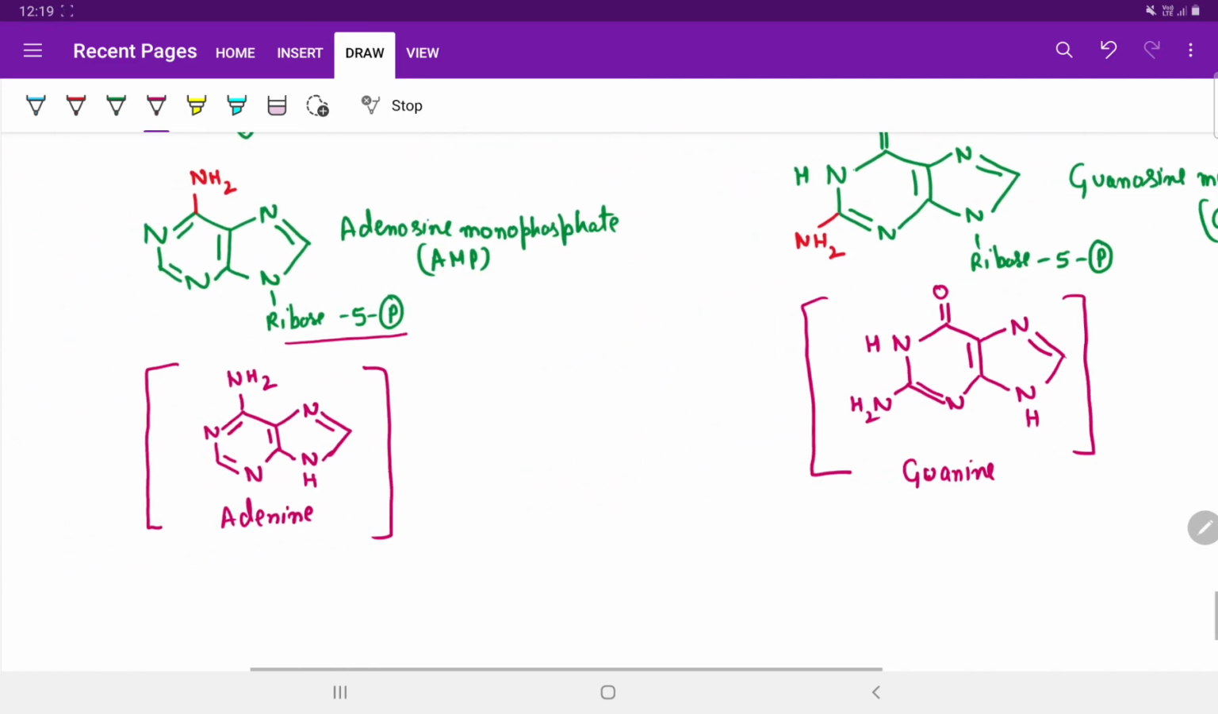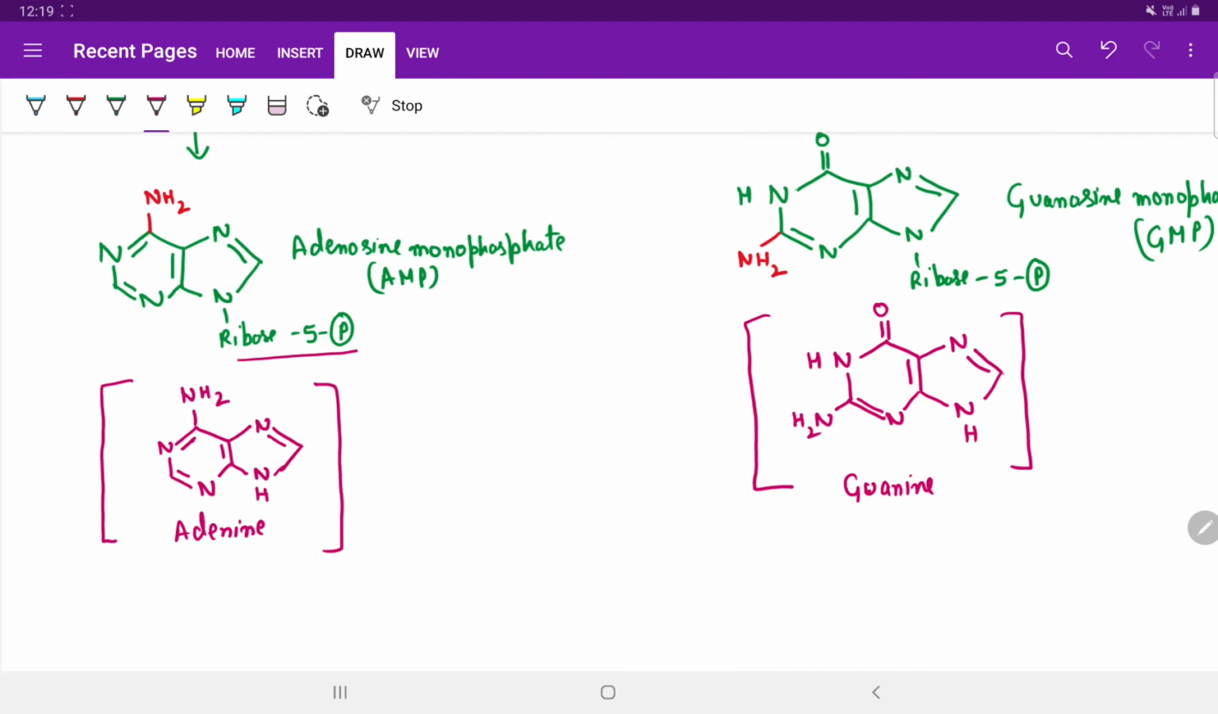So these are the two major important nucleotides, adenine and guanine. Actually these are the purine nucleotides, having purine moiety, and similarly there will be the pyrimidines also, known as cytosine and thymine.